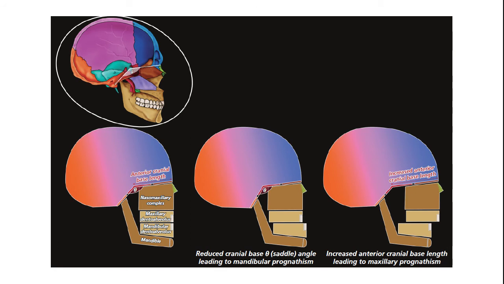The next item is the anterior cranial base length. The anterior cranial base length, measured from sella to nasion, may also influence the jaw relationship. For example, increased anterior cranial base length may lead to a class 2 jaw relationship with the maxilla ahead of the mandible in the sagittal plane, whereas a reduced cranial base length may lead to a class 3 jaw relationship with the maxilla behind the mandible in the sagittal plane.